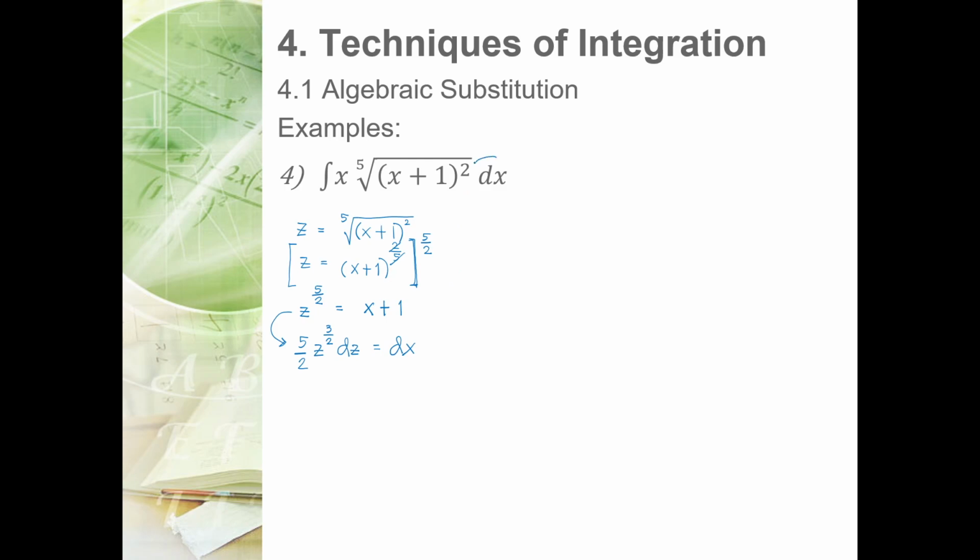So again, notice that your dx is this term here, and your fifth root function is the z term here. So how about your x term? We get your x term from here. Isolating the x variable, you have z to the power of 5 halves minus 1 is equal to x.